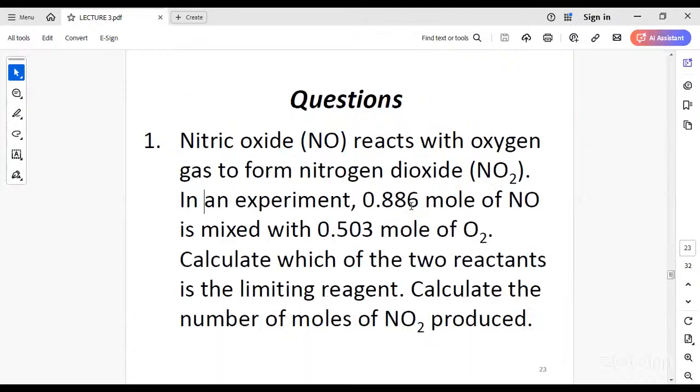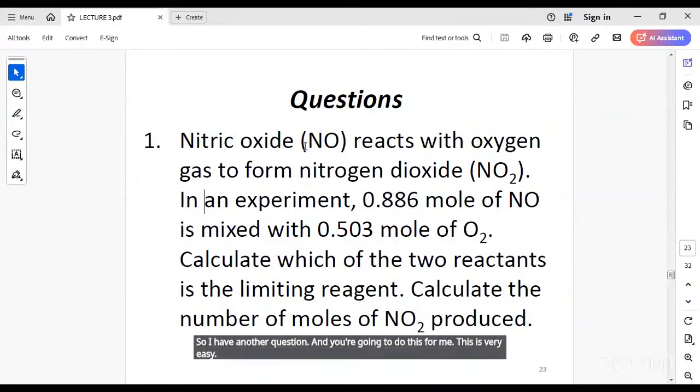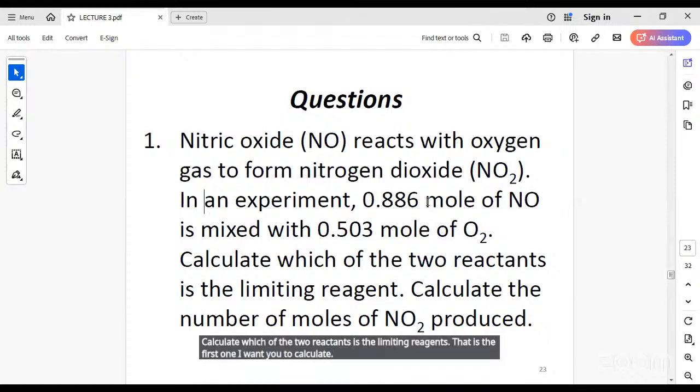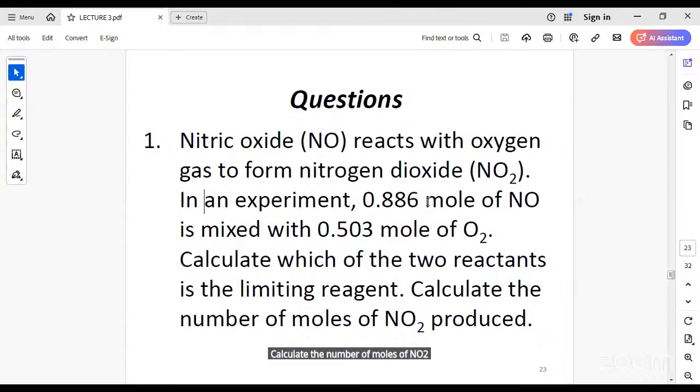So I have another question. And you're going to do this for me. This is very easy. Nitric oxide reacts with oxygen gas to form nitrogen dioxide. In that experiment, 0.886 mole of your nitric oxide is mixed with 0.503 mole of oxygen. Calculate which of the two reactants is the limiting reagent. That is the first one I want you to calculate. Calculate the number of moles of NO2 produced.